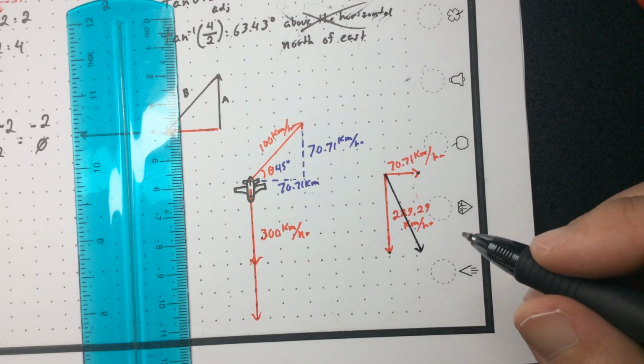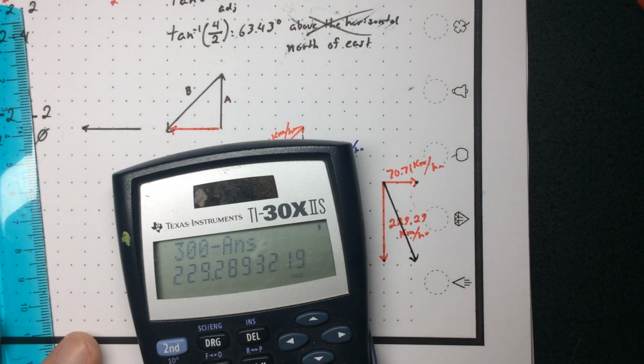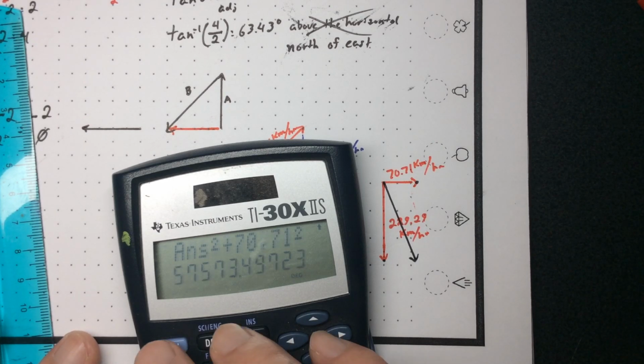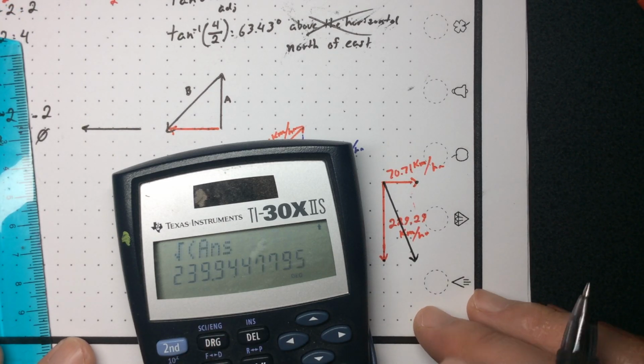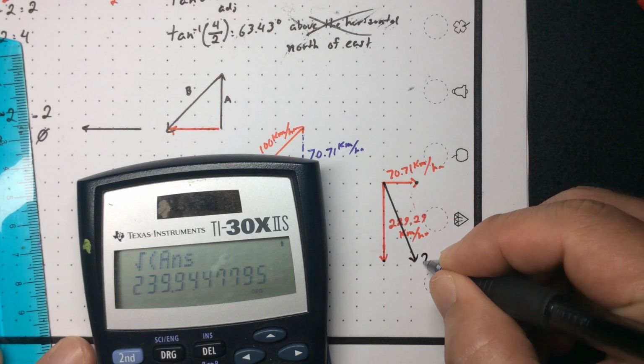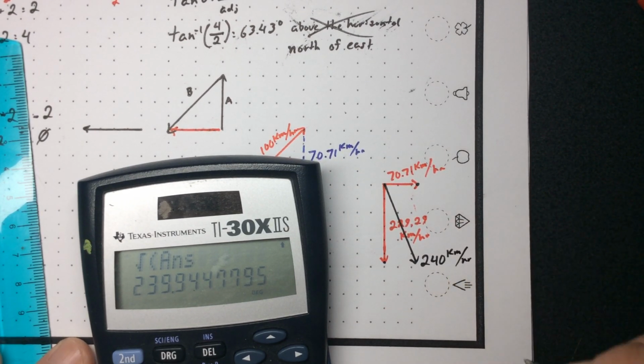Okay, and to find the value of it, we need to take 229.29 and square it. And we need to add that to 70.71 squared. And then we need to square root it because this is the Pythagorean theorem. We need to find that last side of the triangle. It's 239, let's call it 240. This is 240 kilometers per hour.